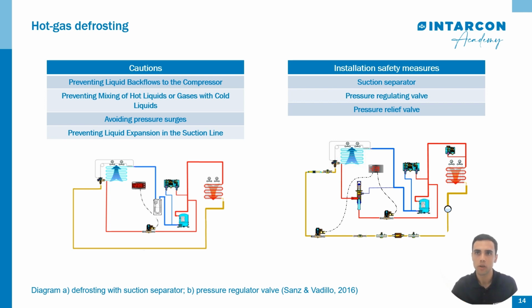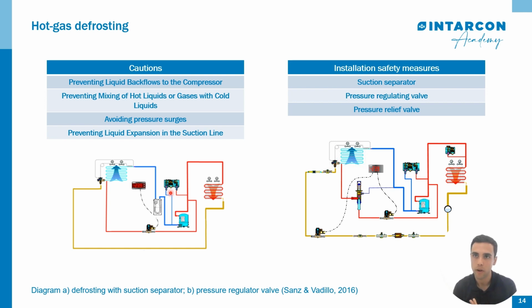Prevent pressure shock. When opening steam lines, care must be taken to avoid pressure shocks. Or prevent liquid expansion in the suction line. It's important to prevent liquid from expanding in the suction line, which could cause operational system problems. Consequently, we can adopt safety and optimization measures such as a liquid suction separator. To avoid liquid hammer, a liquid suction separator can be installed.